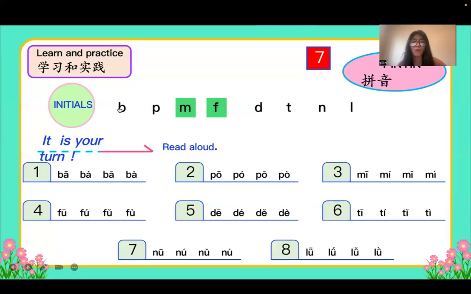Okay, so 波 摸, all right, and they are initials. All right, let's learn next one. This one.